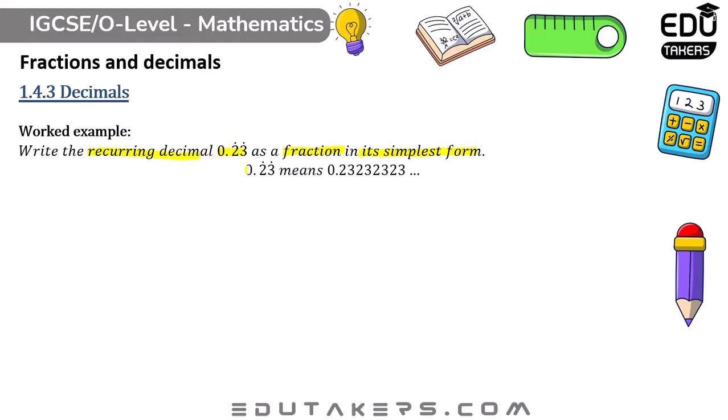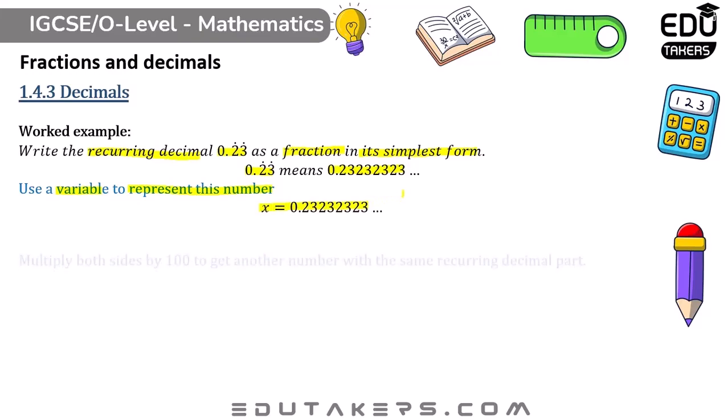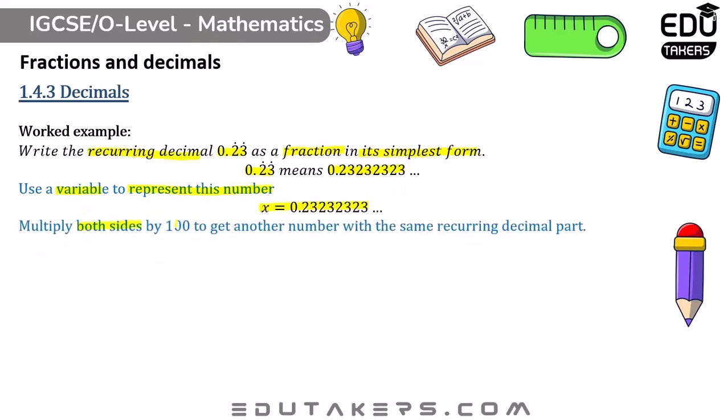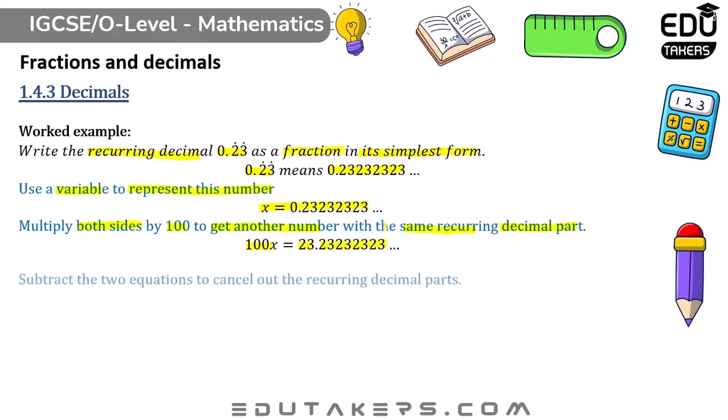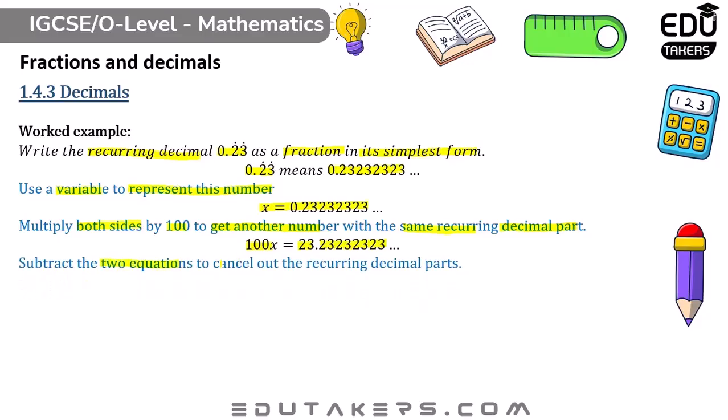Now 0.23 dot means 0.232323 and so on. Use a variable to represent this number. So let's say we use x. So x equals 0.232323 and so on. Now multiply both sides by 100 to get another number with the same recurring decimal part. It will be 100x equals 23.232323 and so on.